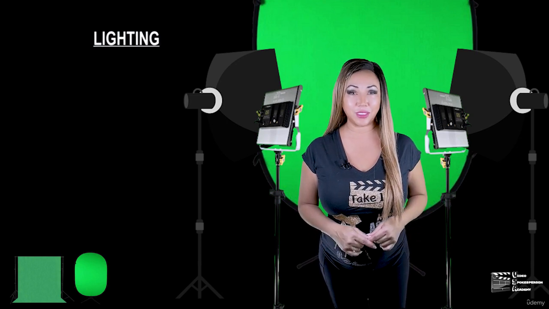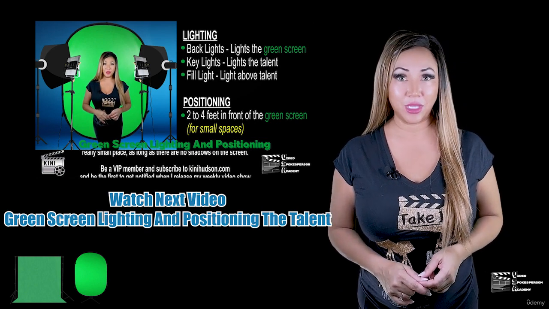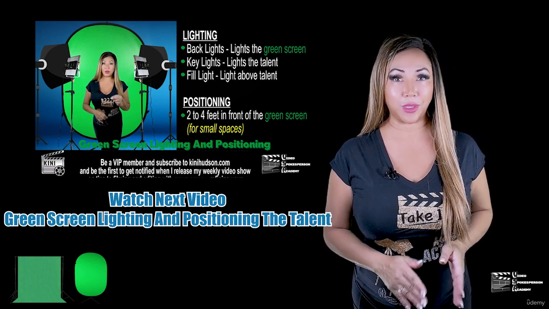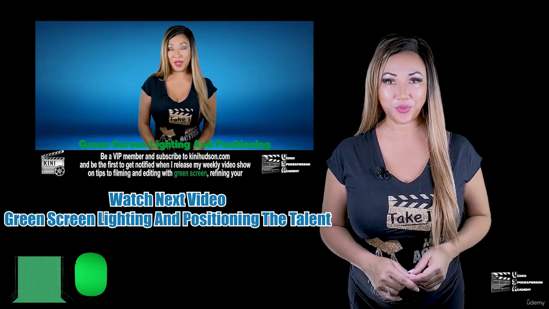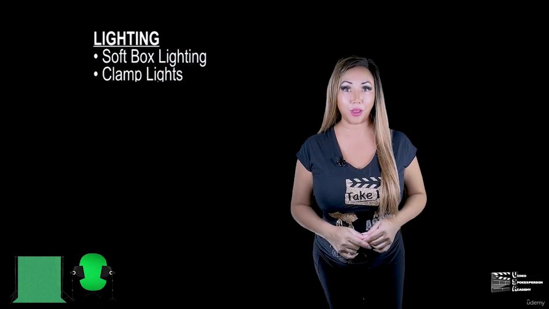And by the way, I also have a step-by-step video on how to set up the lighting for your green screen and positioning the talent. That's the next video you want to watch before you make any purchases. The lights facing the green screen are a pair of soft box lighting.